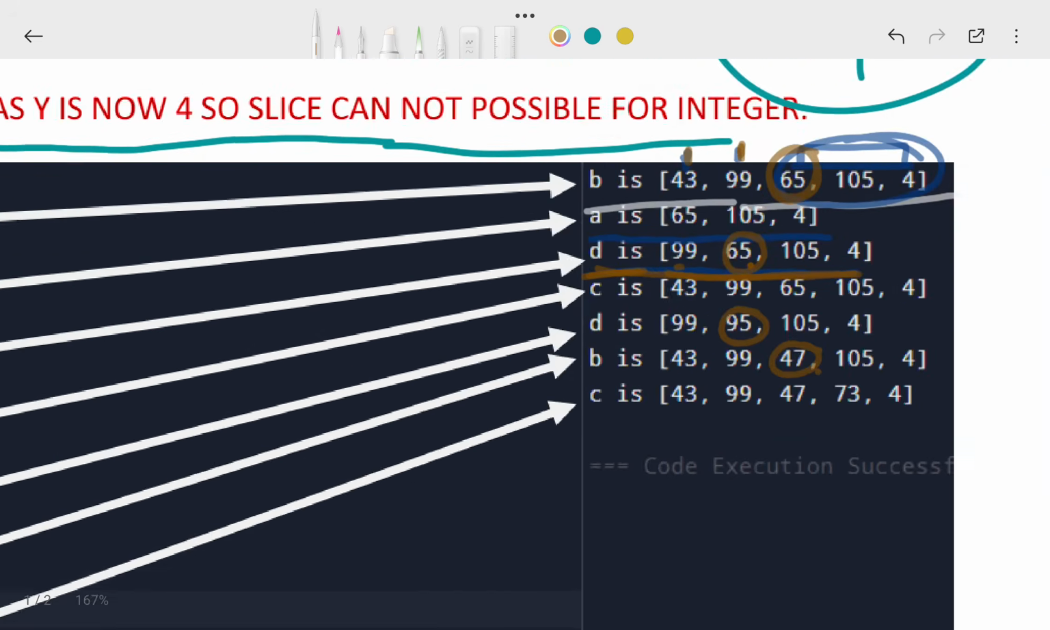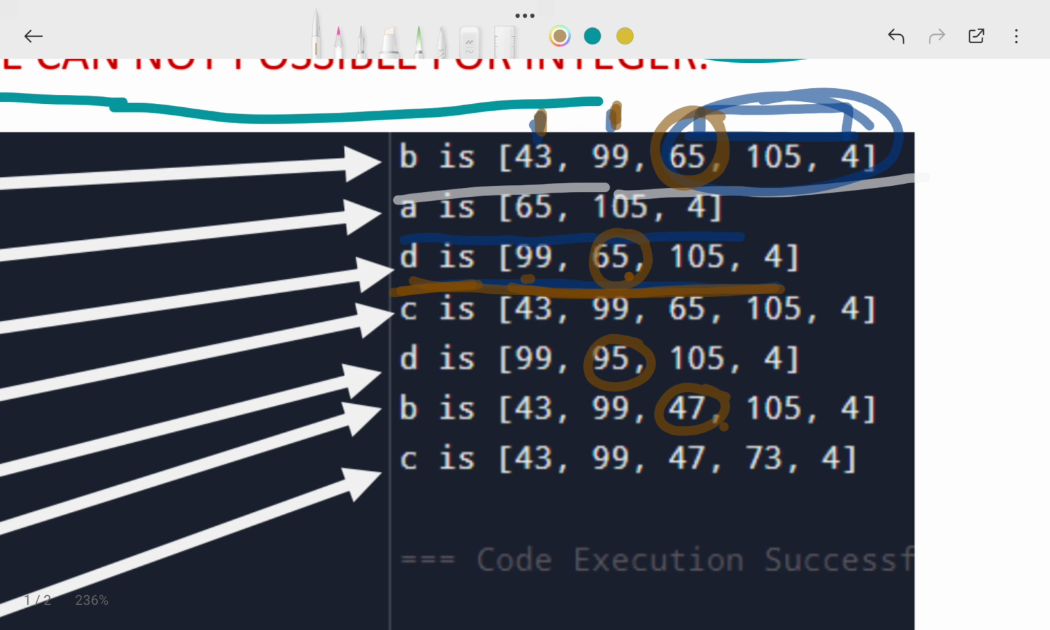Now next, your C3 is equal to 73. What is C? Your C is this one. C3. 3 means 0, 1, 2, 3. C3 is equal to 73. This is the final answer.